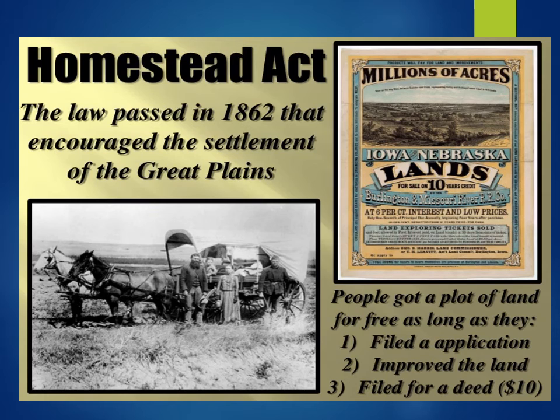The Homestead Act was passed in 1862, and that encouraged settlement of the Great Plains. And how it worked was, if you were 21 years old, you could stake a claim. You had to file an application, you had to pay a small fee, $10, and then you were given 160 acres of land. And as long as you lived and farmed on it and improved the land for at least 5 years, the land was yours.